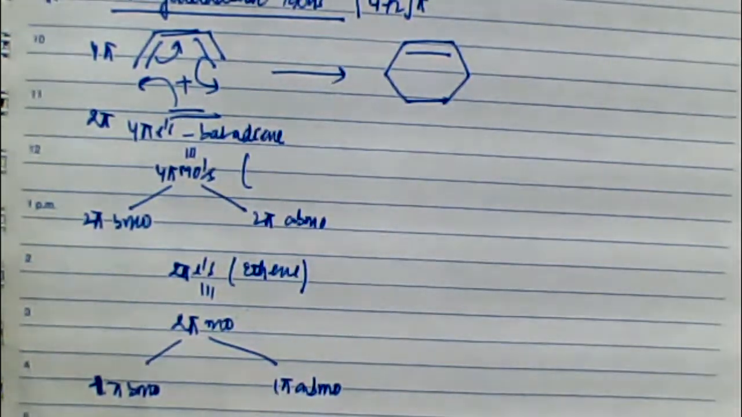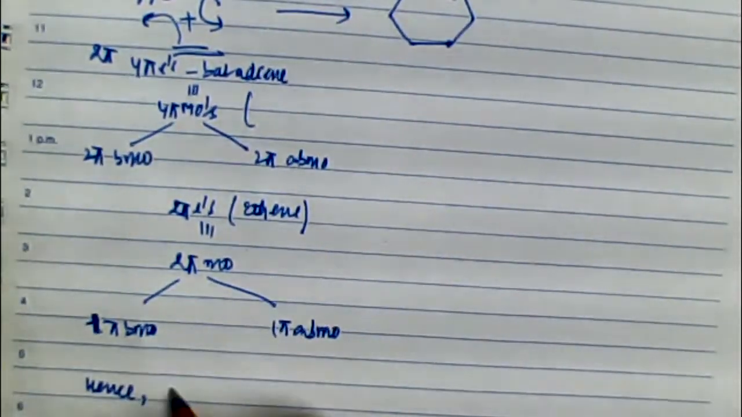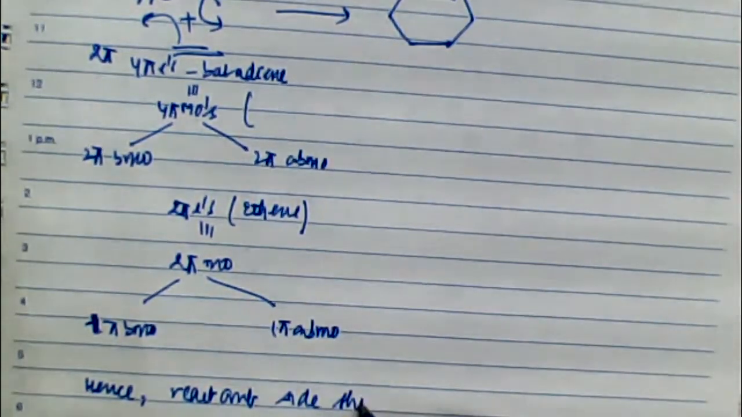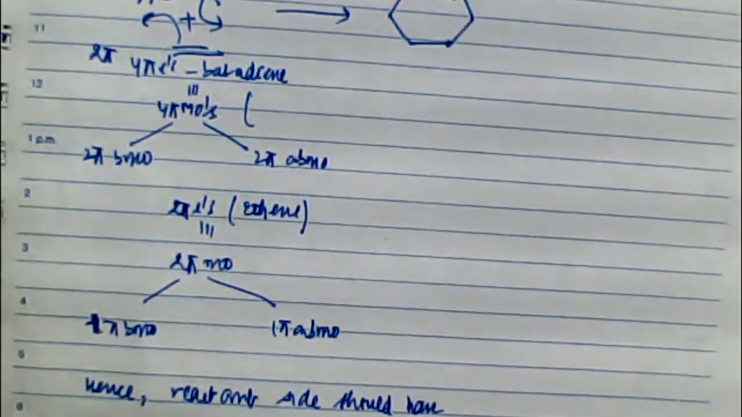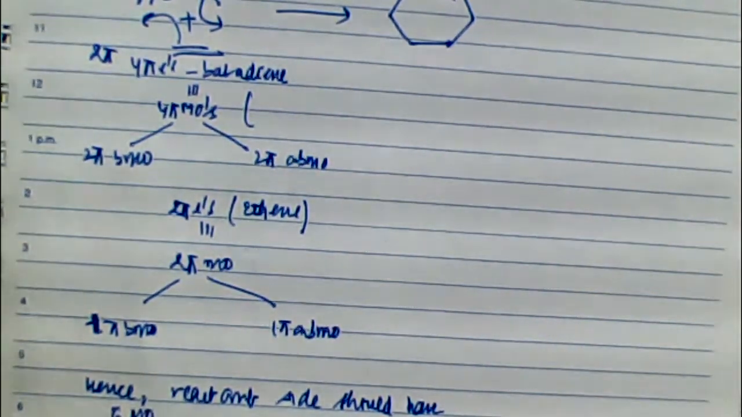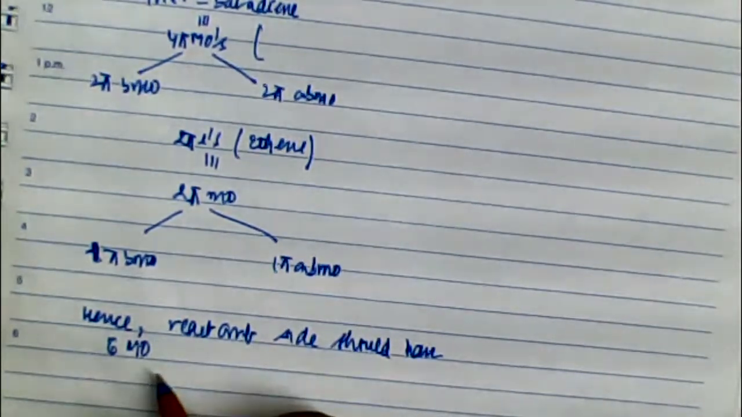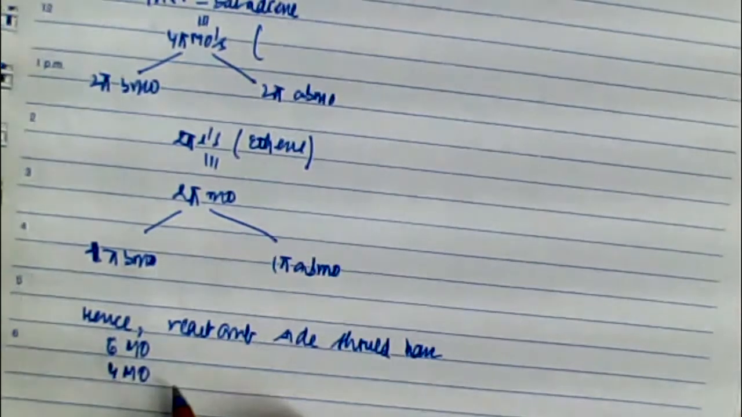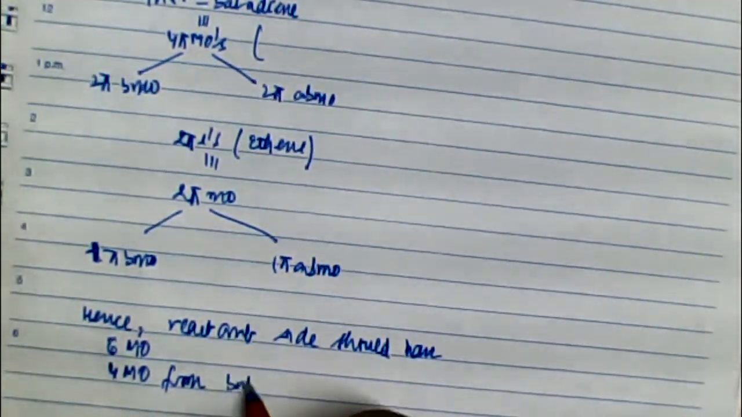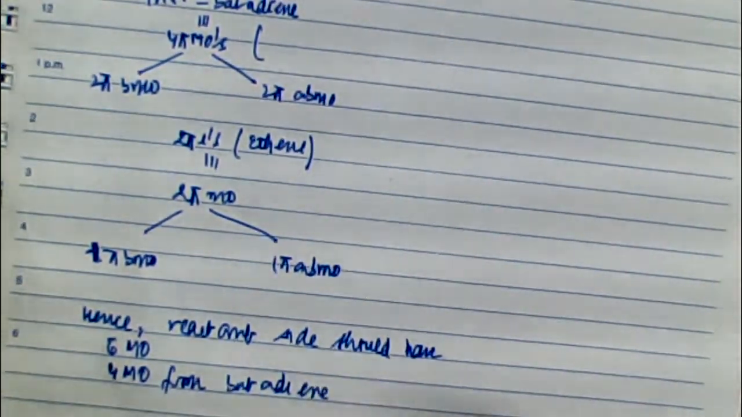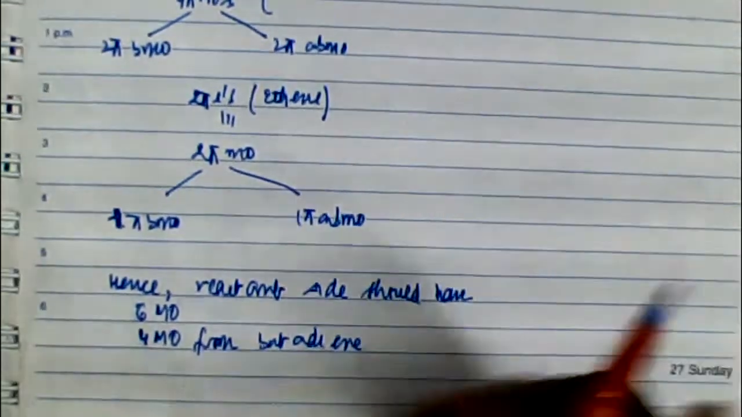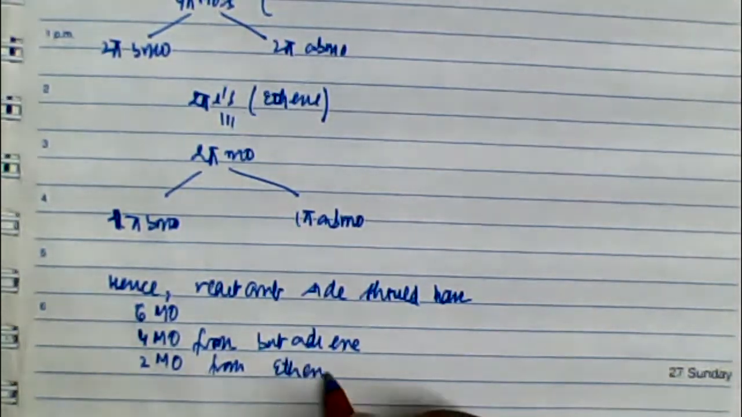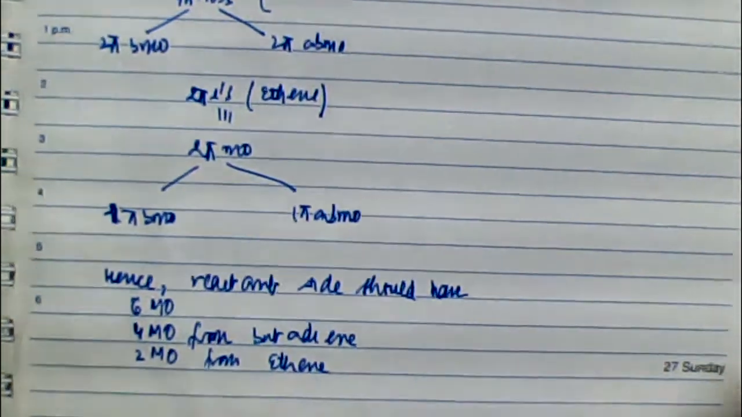Hence, my reactant side should have 6 molecular orbitals. And how are the 6 framed? Out of the 6, 4 molecular orbitals are coming from butadiene and 2 molecular orbitals are coming from ethene. Right? This is the reactant. Okay.